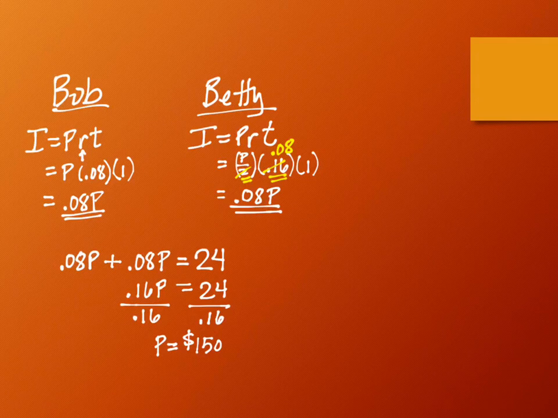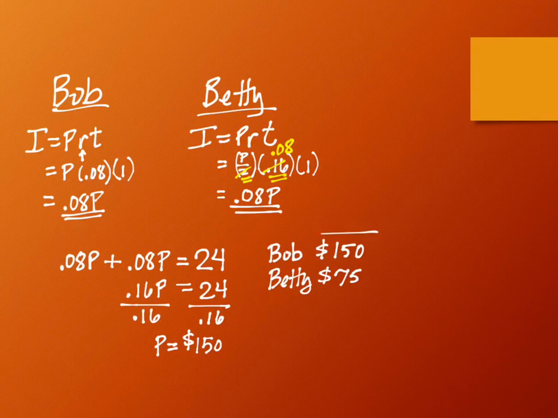Okay, so let's do them one at a time. How much did he lend to Bob? Okay, so Bob, he lent 150. Because that's what P was. P was the amount that he lent to Bob. What about to Betty? Half that, which is 75. Half of 150 is 75. So he lent Betty $75. Okay.